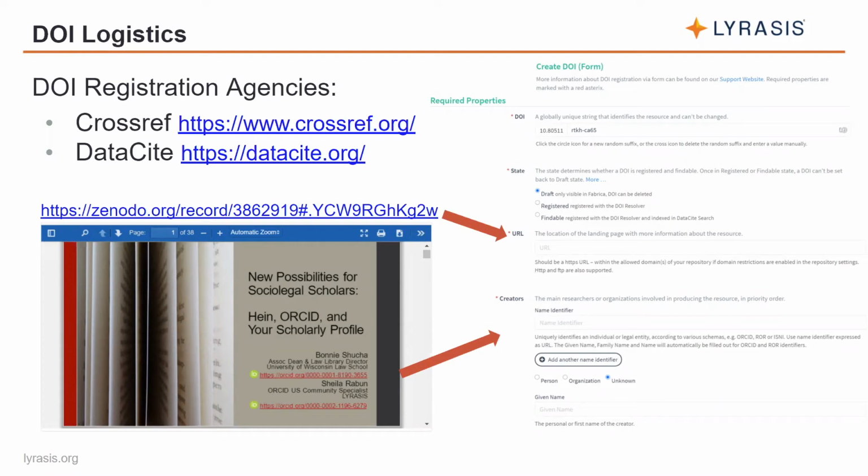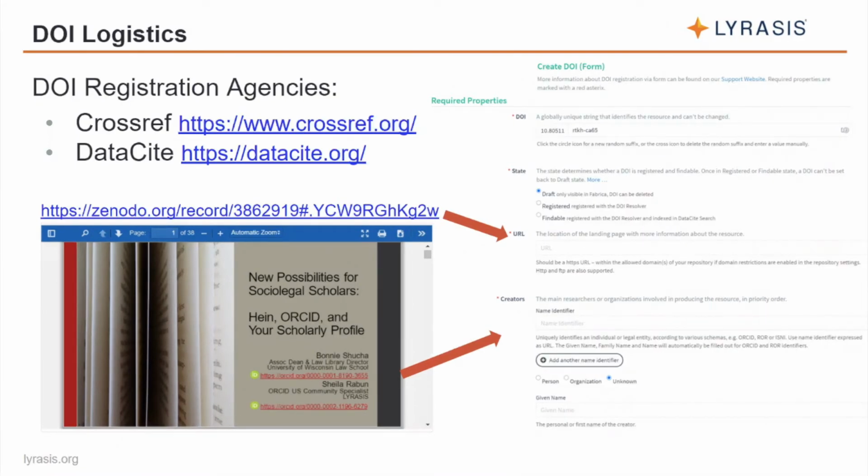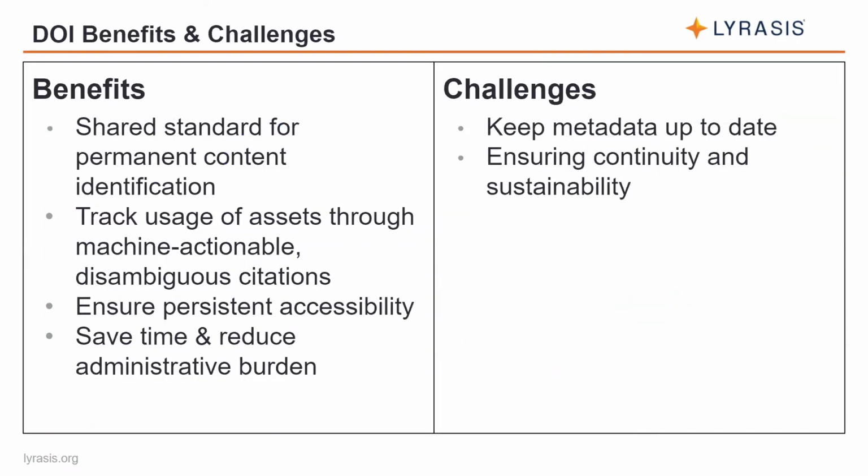So Crossref and DataCite are both supported by member organizations that want to assign DOIs to their own local materials. And each member organization must submit metadata that corresponds to the item that they're assigning a DOI to, including a URL that points to either the item itself or a web page that contains information about the item. So DOIs provide a shared standard for permanent identification of content and things.